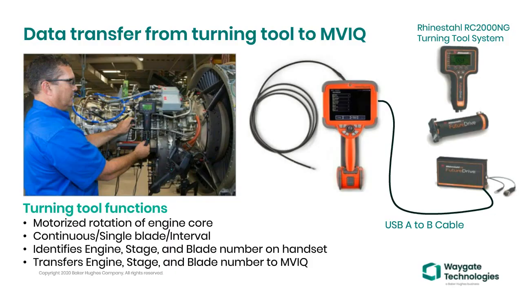This new connectivity feature of the MVIQ allows it to communicate with a Reinstall turning tool in order to obtain engine model number and type, engine stage number, and blade number information. The MVIQ can now communicate with a Reinstall RC2000NG turning tool system over a USB data link.